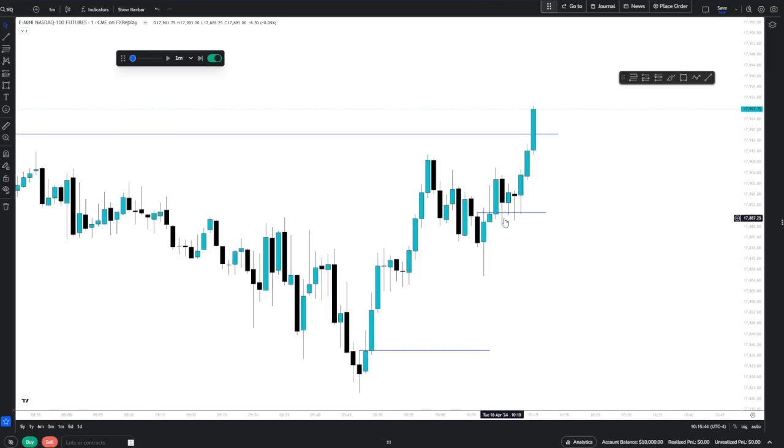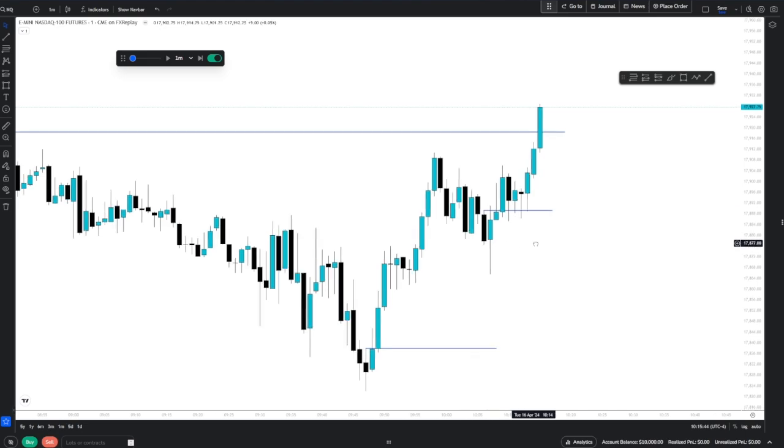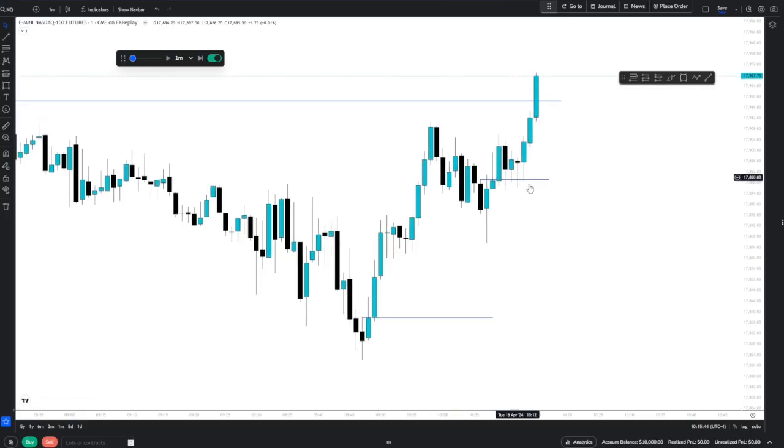Going back to your bullish order block, you just wouldn't want to see a candle close below it. What if we close below that? This candle's already mitigated. You would look for shorts down to here. So that's how you use it.